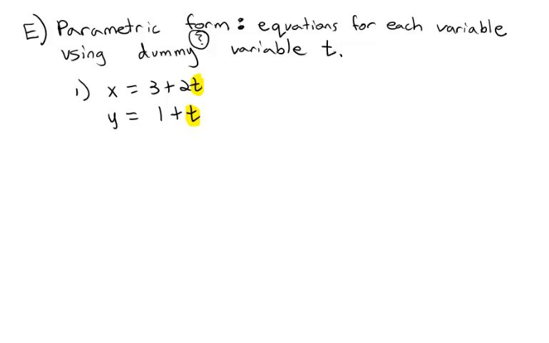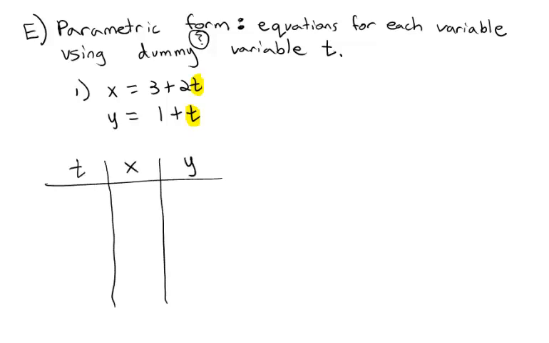So let's make a table here. We're going to pick a value for t, and it's going to give us an x and a y. We can pick any values for t we want. We can pick 0, 1, and negative 1. Those are my favorites. So in blue, I'm going to do 0. In green, I'm going to do 1. And in orange, I'm going to do negative 1. And that's going to give us a value for x and y that goes with those. And we're going to plug them into the t's.